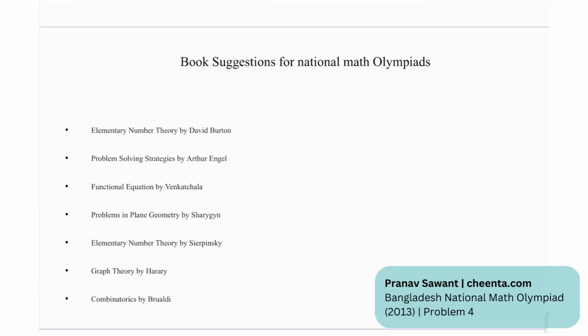Okay, so moving on to certain book suggestions for National Math Olympiads, we have Elementary Number Theory by David Burton, Problem Solving Strategies by Arthur Engel, Functional Equations by Venkatachala, Problems in Plane Geometry by Sharygin, Elementary Number Theory by Sierpinski, Graph Theory by Harary, and Combinatorics by Brualdi.